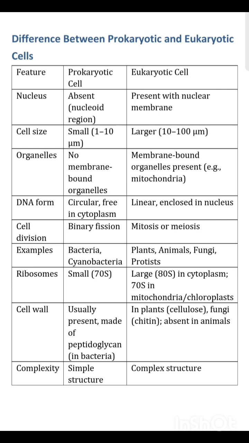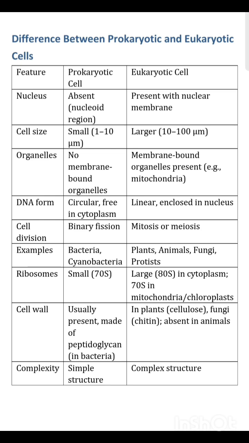Moving on to the next feature, that is organelles. In prokaryotic cell, there are no membrane bound organelles present, but in eukaryotic cells, there are membrane bound organelles present specific for specific structures like mitochondria for energy, nucleus for DNA, etc. Each is enclosed in its own membrane.